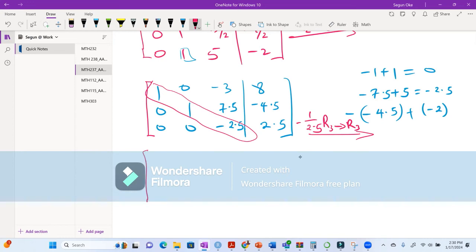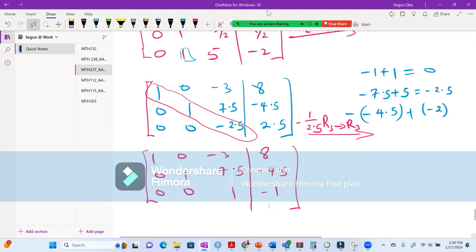So for R3 alone we need here 1, 0, minus 3, 8. Here we have 0, 1, 7.5, negative 4.5. Then here we have 0, 0, 1, and negative 1. Did Babalola say anything? No. Any question?